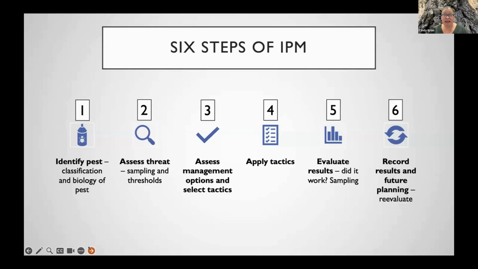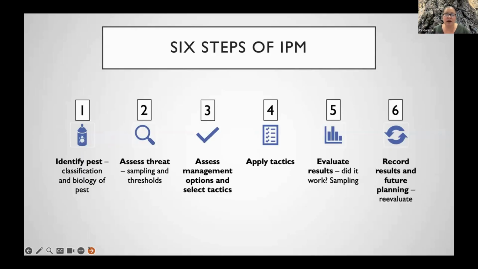Did it work? And the way that you know if something worked is that you go back out and you sample. Did the number of nymphs on the 20 leaves, was it reduced after an application of some type of control measure? And so then you're going to record those results. And then this will help with your future planning.